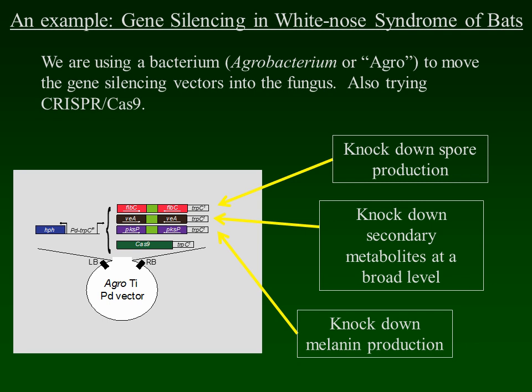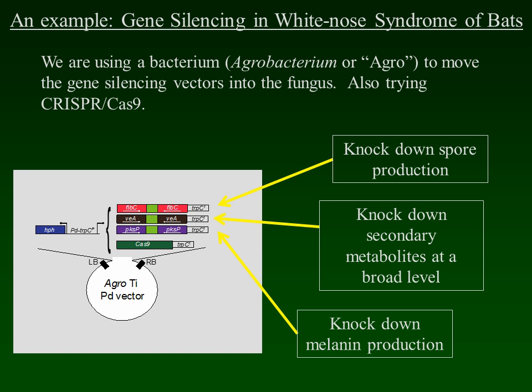Melanin is a brown pigment, and it has been hypothesized to be a virulence factor, something that fungi need to cause disease. It's been hypothesized that melanin is very important. So if you knock down or knock out melanin production, could you make a less pathogenic version of this fungus?